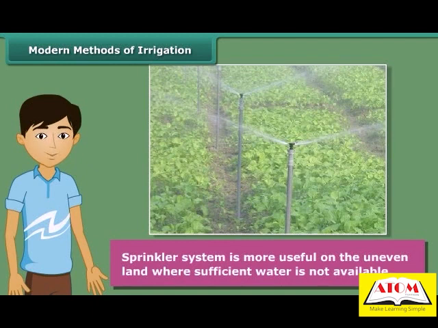In this system, the perpendicular pipes, having rotating nozzles on top, are joined to the main pipeline at regular intervals. When water is allowed to flow through the main pipe under pressure with the help of a pump, it escapes from the rotating nozzles and gets sprinkled on the crop as if it is raining.